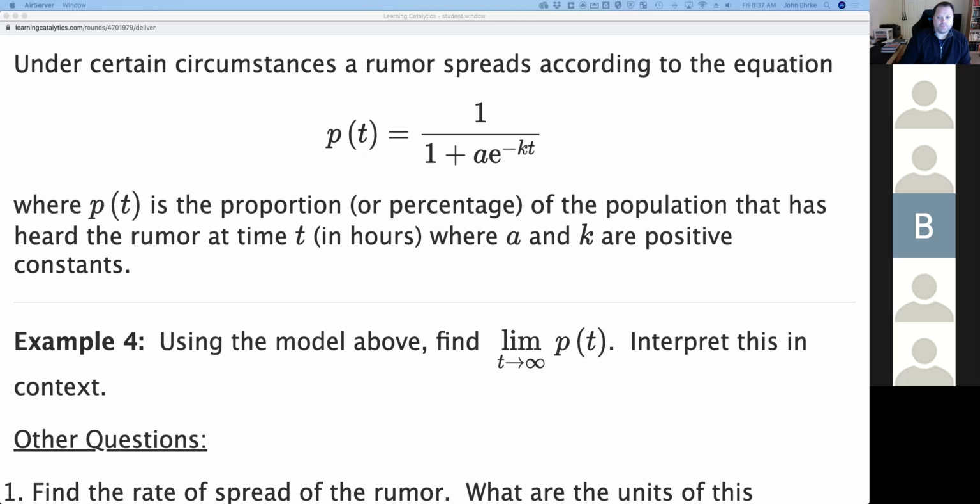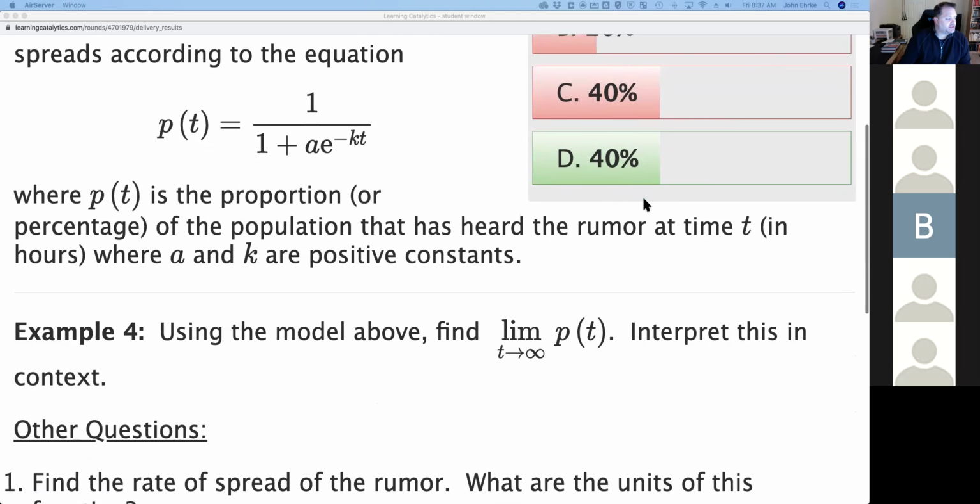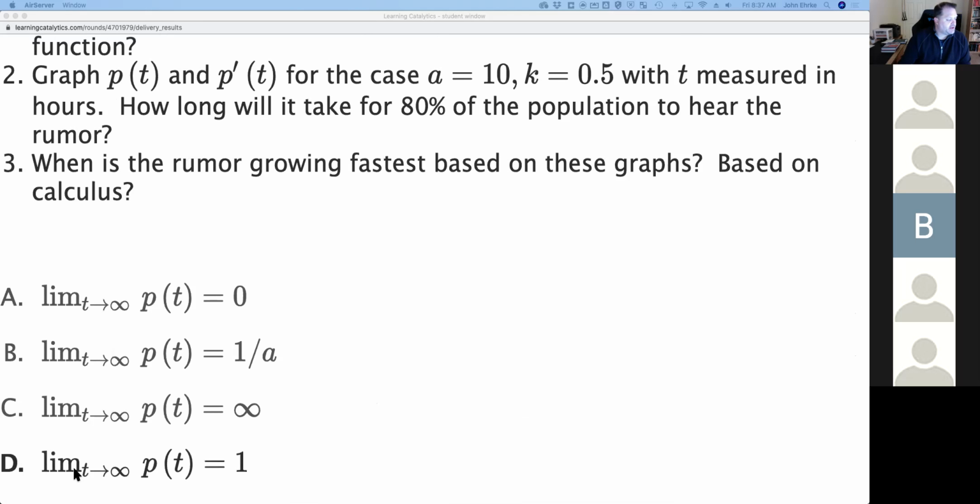All right. So here are the results. The correct answer is D. The limit as t goes to infinity of this function is 1. Can someone give me a reason that doesn't involve a calculation? What's the reason that this is 1?